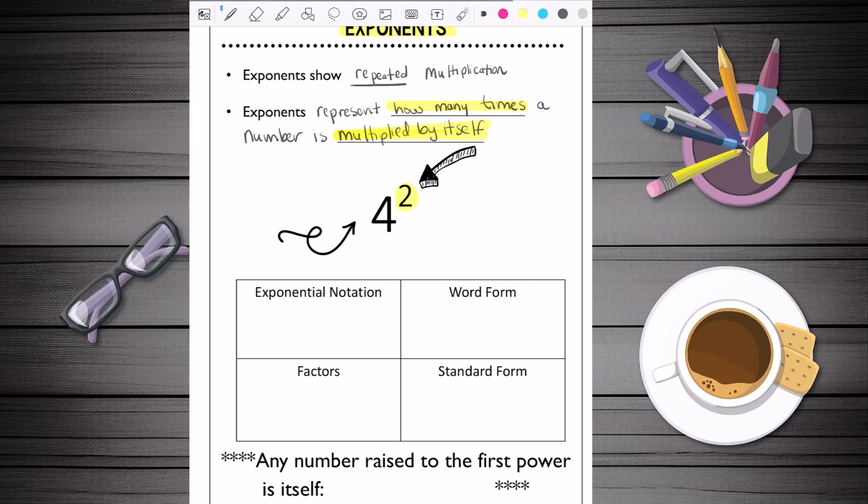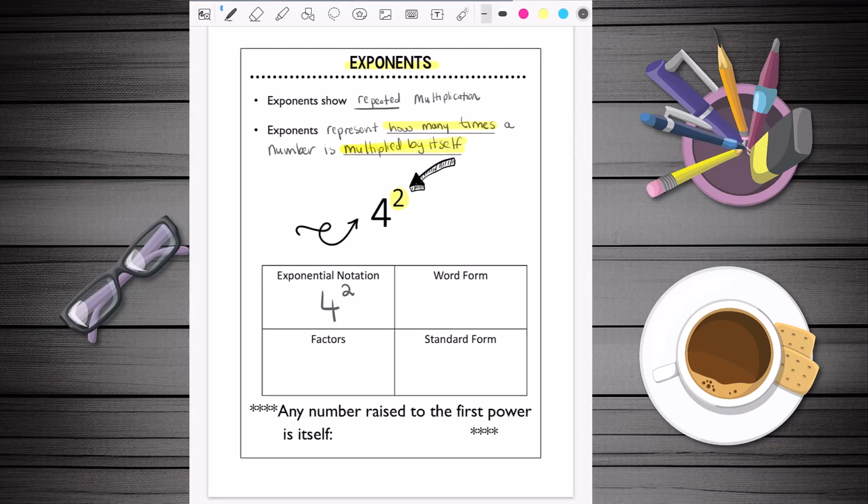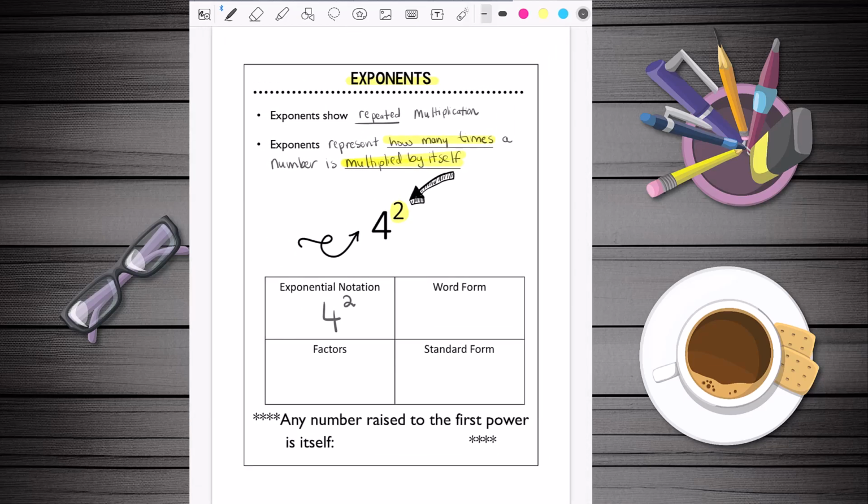So in this first box, we're going to rewrite what you already see, 4 squared, or 4 to the second power. So the 4 is a regular size, and the 2 is above the 4 and a little bit smaller. We call that superscript. Then we're going to write that in word form, and I've already said it a couple of times. 4 to the second power, or 4 squared.